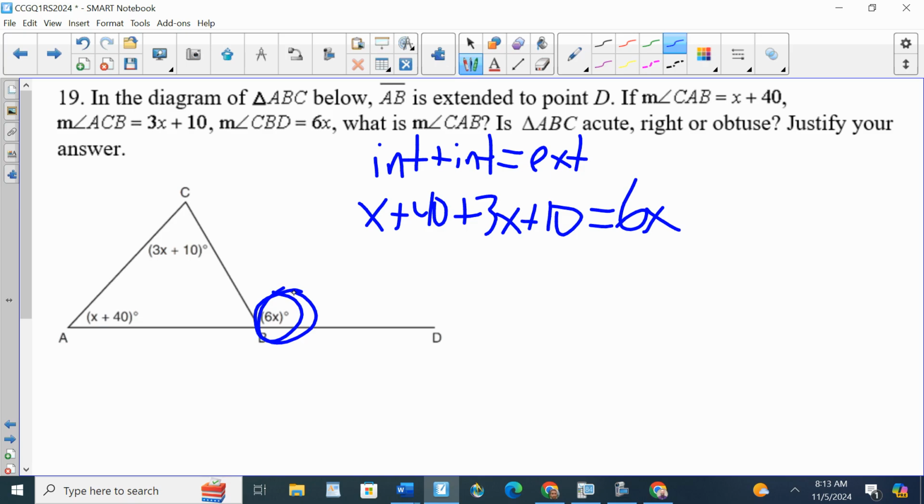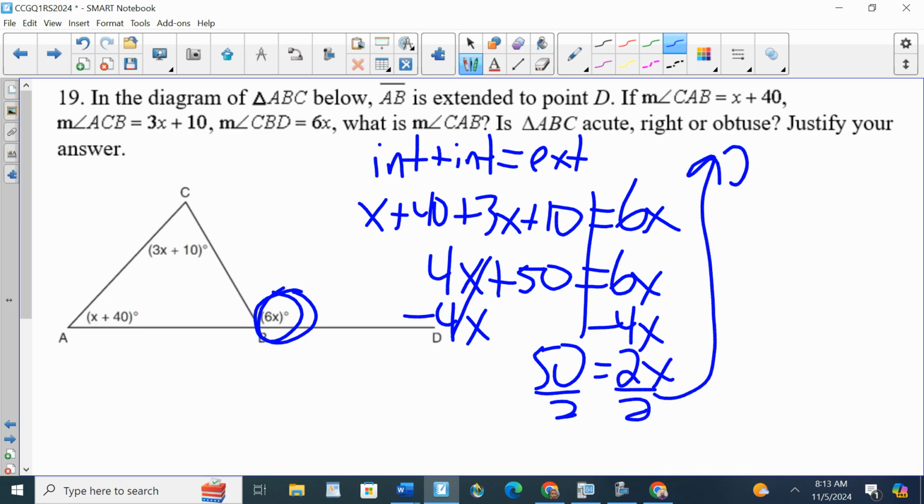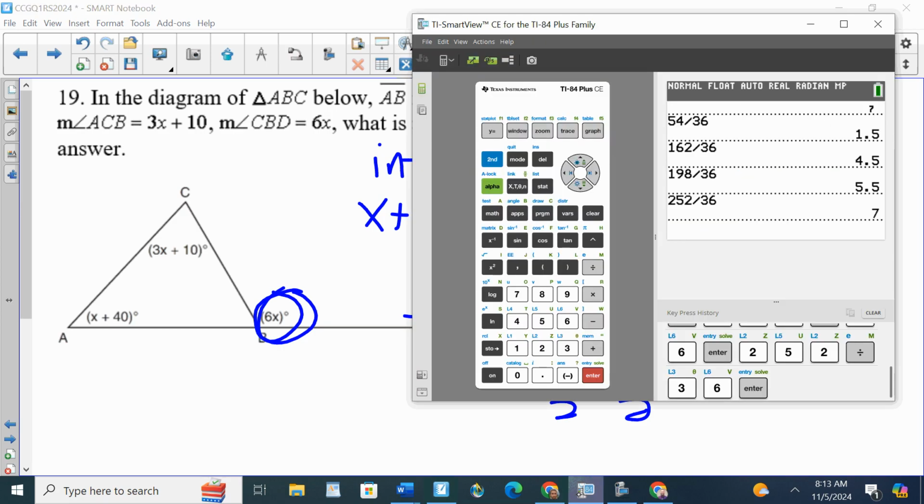Now I do the algebra. 4x plus 50 equals 6x. Bring all x's to one side. X is 25. And again, I said it in class. If you can't do the 7th grade algebra, don't let that make you get geometry questions wrong.